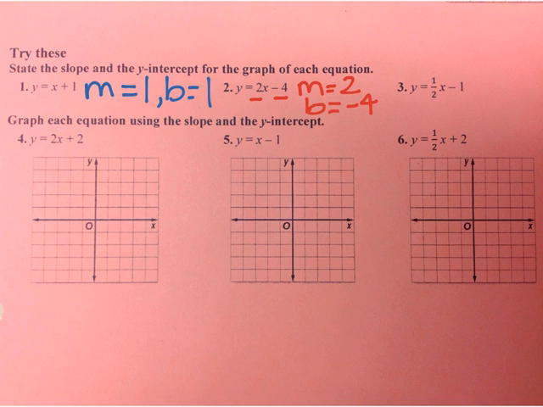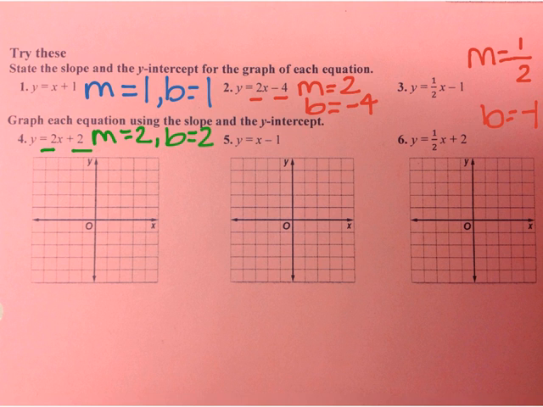And last but not least, let's look at number 3. Our number that comes before the x is going to be 1/2. And then my b value is going to be -1. Okay? Next it says graph each equation using the slope and the y-intercept. So before we can graph it, we need to go ahead and identify what our slope and our y-intercepts are. So for number 4, my slope in this case is 2, because that comes before the x value, and my y-intercept is going to be +2.